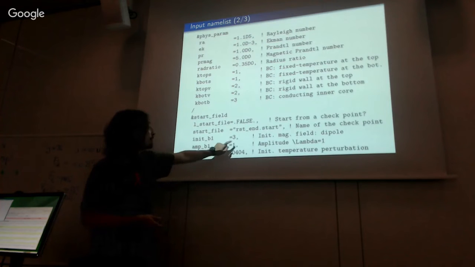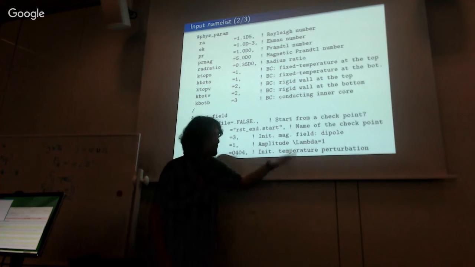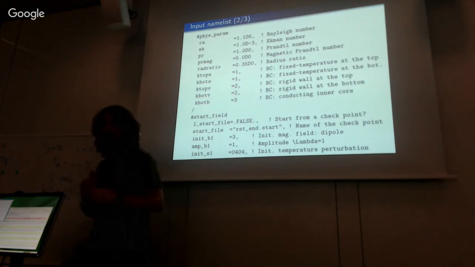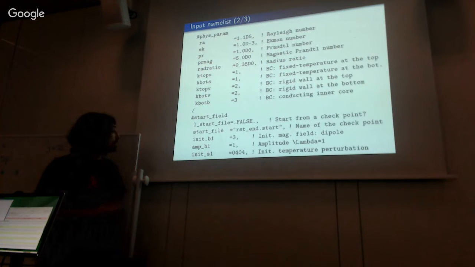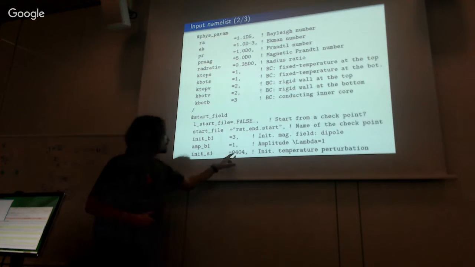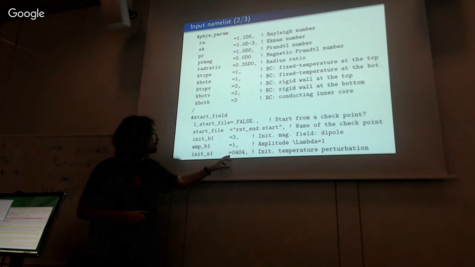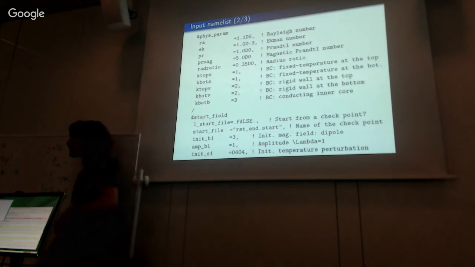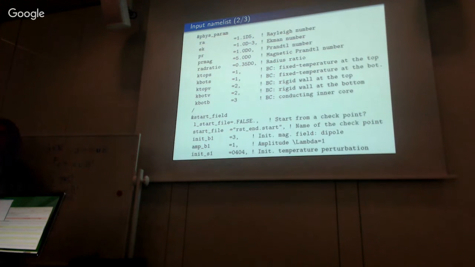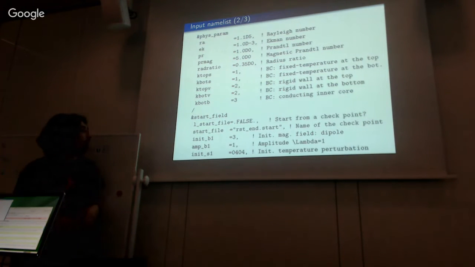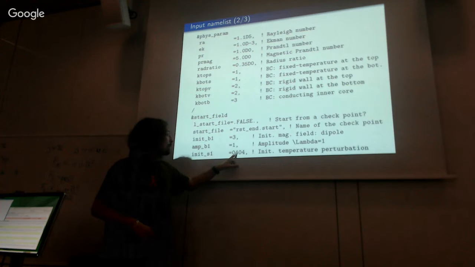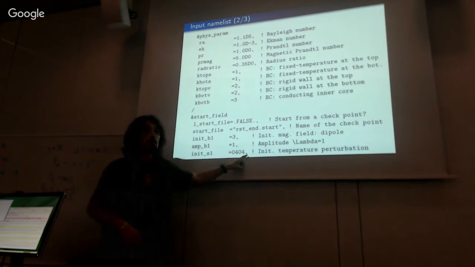You put an initial amplitude of 1, which means that you initiate your system with a strong initial magnetic field, of the order of unity. And then in addition to that, you put some initial entropy perturbation. So you can wonder why I put 0.404 here. It means that I impose at the very beginning a perturbation of spherical harmonic degree l equals 4 and spherical harmonic order m equals 4, 2.